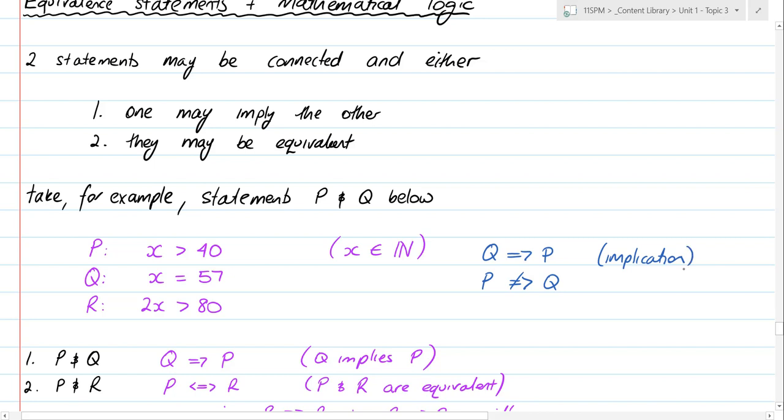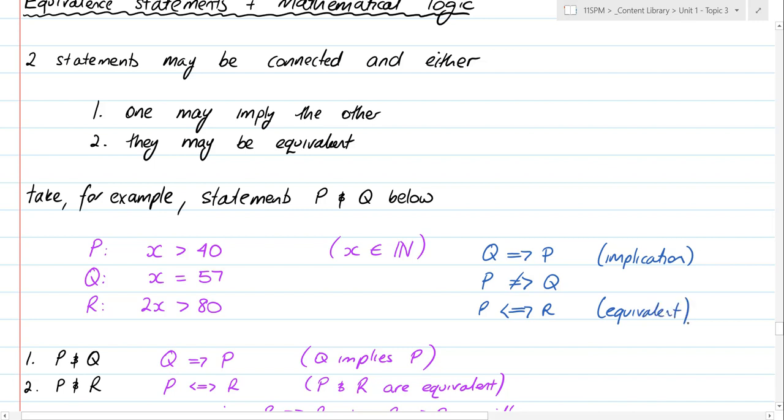What we do have though, and have a look at this closely, is P implies R, and R also implies P. So actually P and R are equivalent statements. They imply each other. If P is true, then R is definitely true. And if R is true, then P is definitely true, because you can see that they're the same statement, it's just R is not fully simplified. So that means that these two are equivalent.